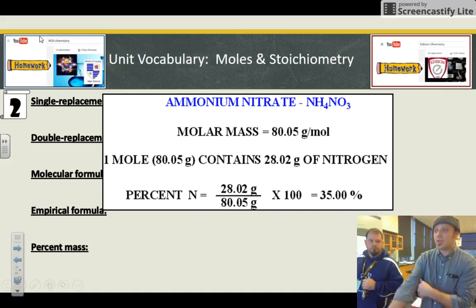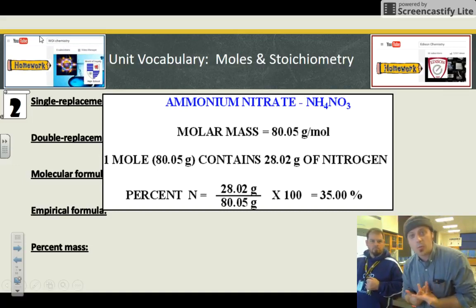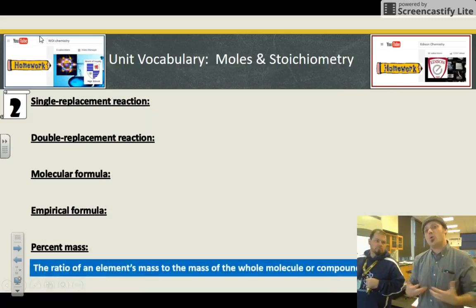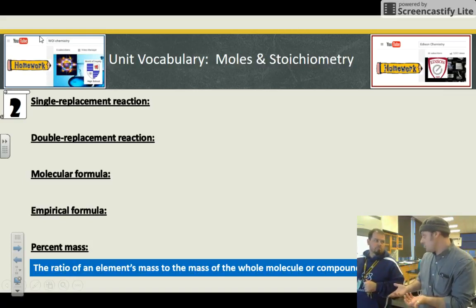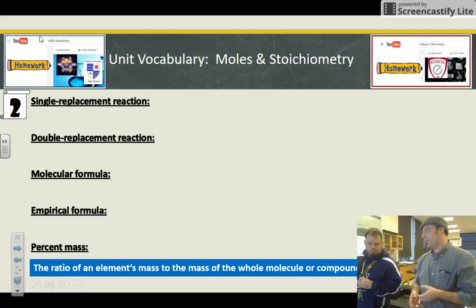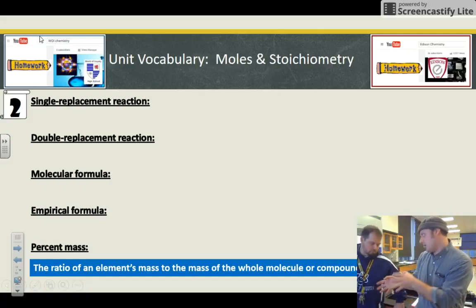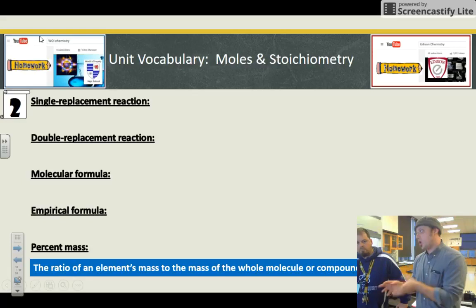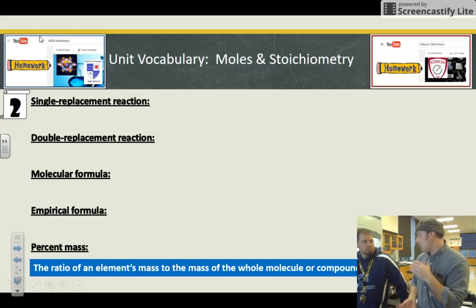Percent by mass, or percent composition, is an exercise that we do to figure out how much of a compound is due to the mass of this or that element. So it's a ratio of an element's mass to the mass of the whole molecular compound. We do them in percentages. So it'll say the H2O molecule is this much percent by mass H and this much percent by mass O. When you take all those percents and add them up together, you should get back to 100%.